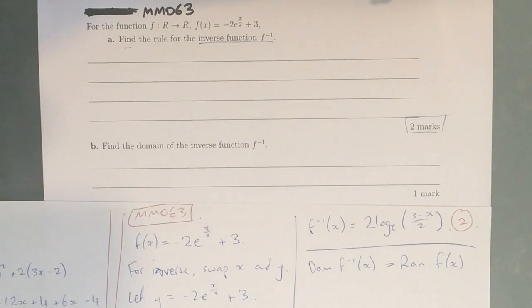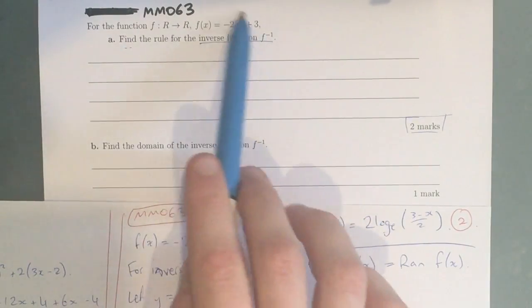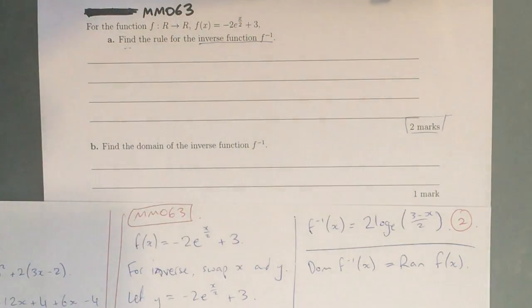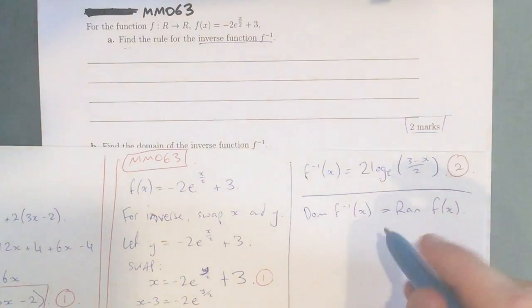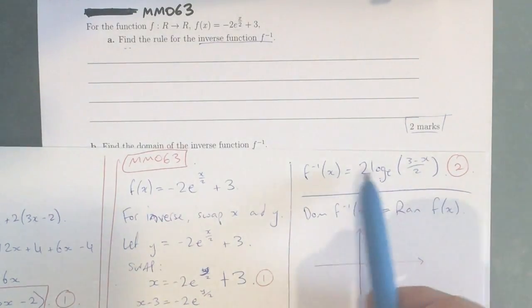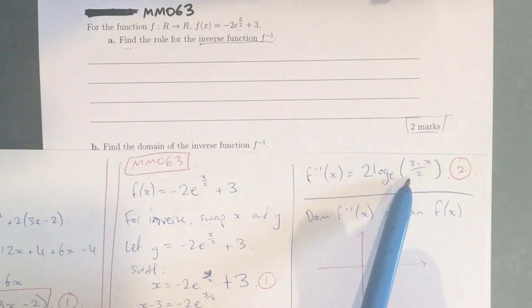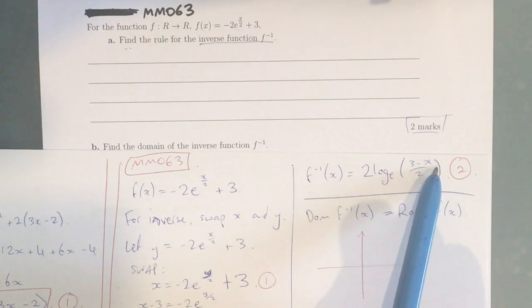So basically what we want to do is find the range of the original function. If you're not familiar with the log functions, I would simply go through and work out exactly what this means. So this is a negative exponential. If you draw a quick graph of it, in fact, let's deal with the inverse. So the inverse is 2 log e of 3 take x over 2, which means that there is actually an asymptote at x equals 3.